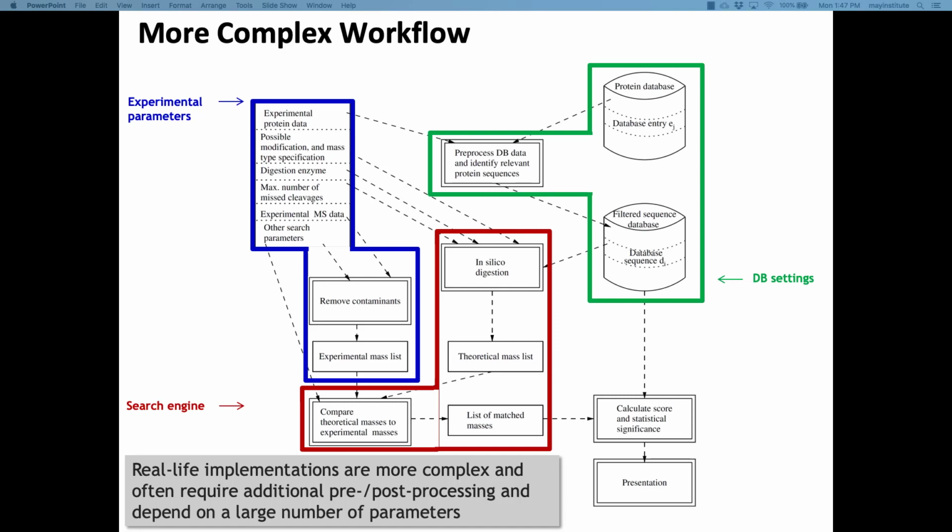In reality, such a database search engine can be a bit more complex. This here is a more complex workflow. You also need to have additional experimental data. You need to have information on possible modifications, carbamidomethylation, you know what I mean, iodoacetamide.